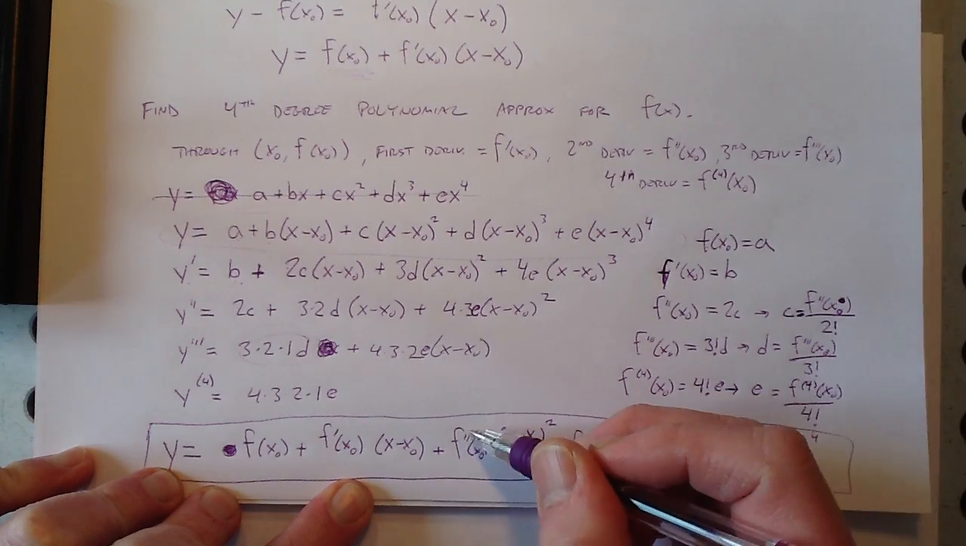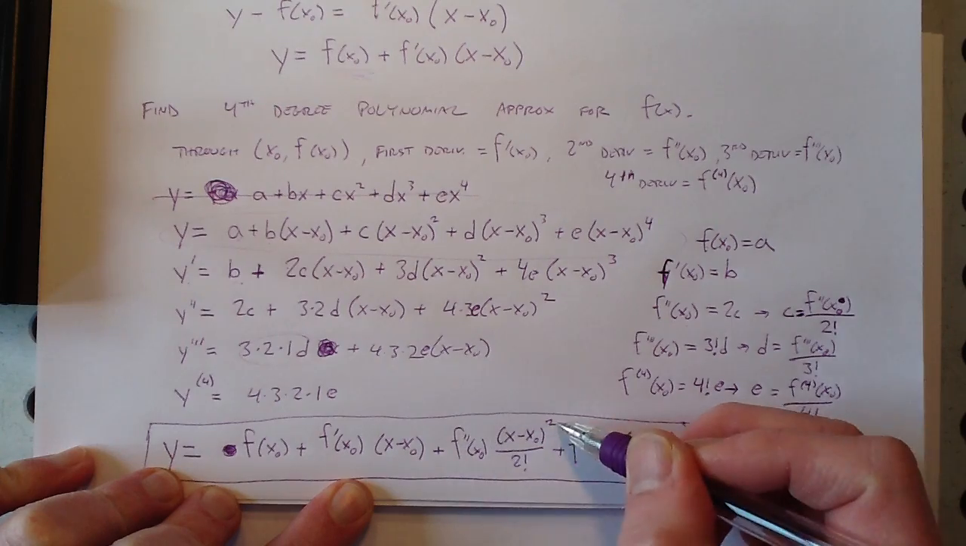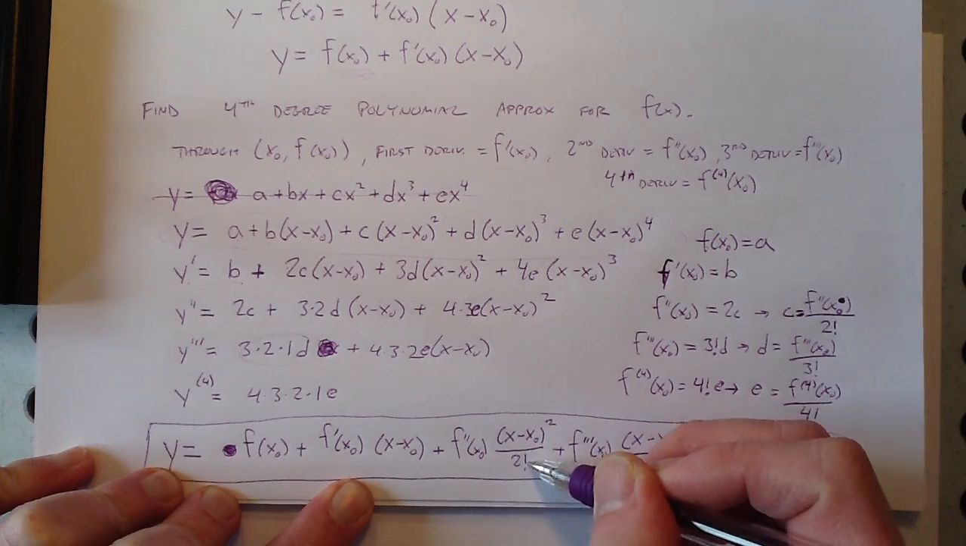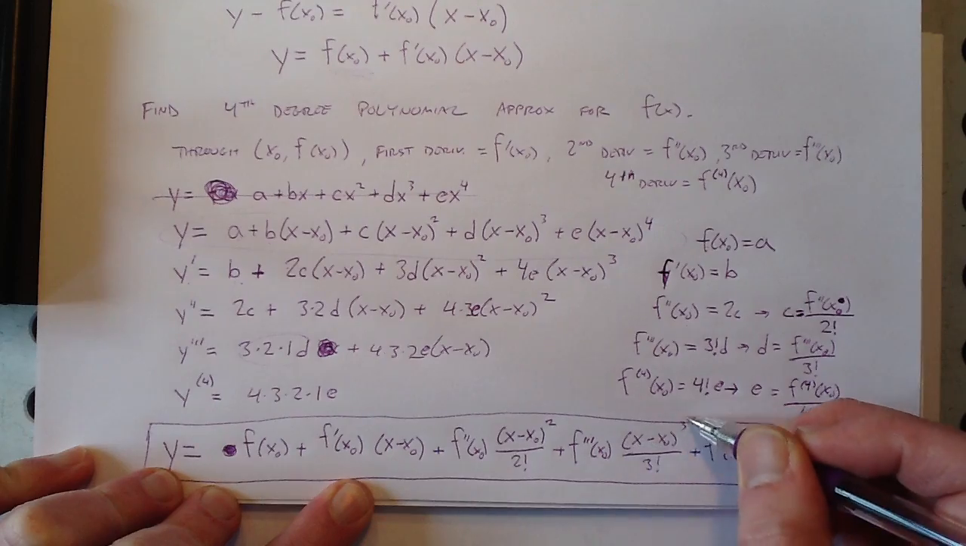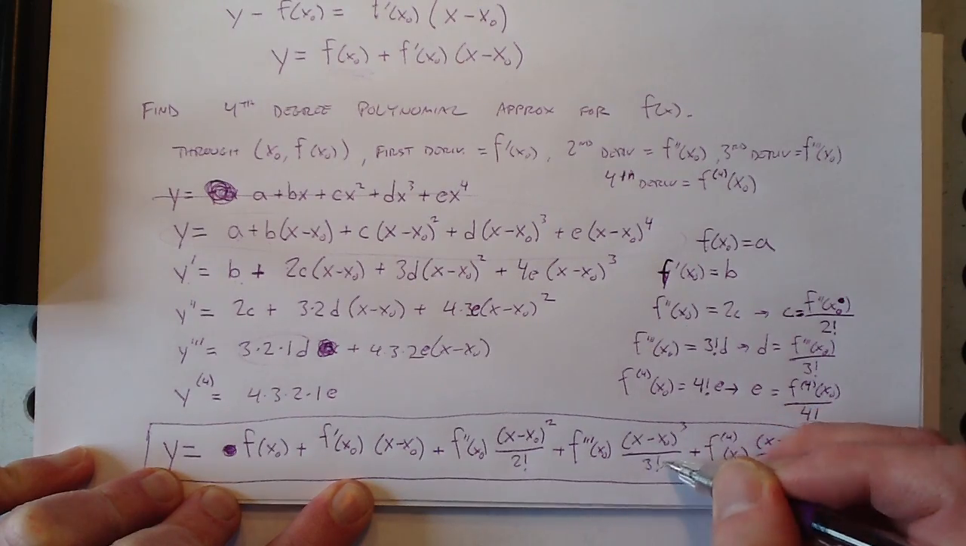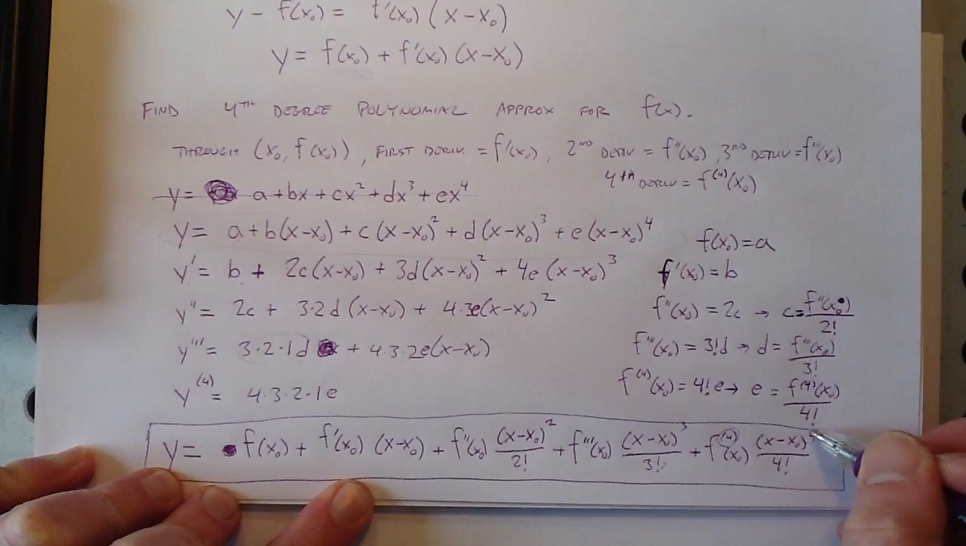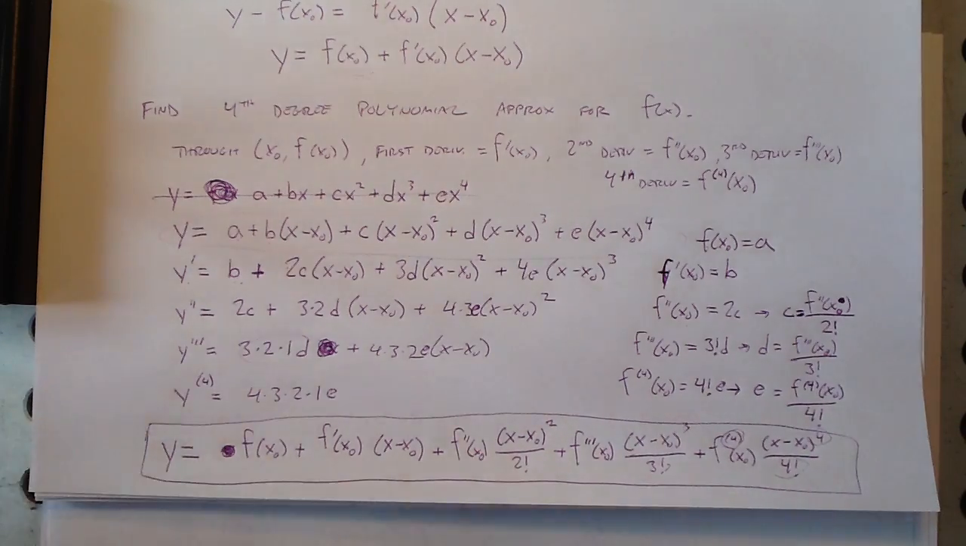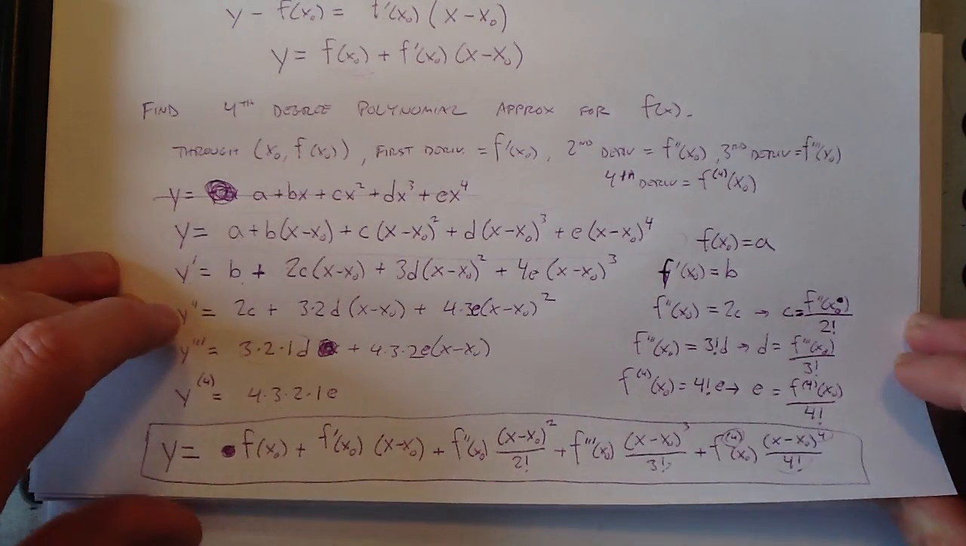So this is like the 2 term. Second derivative, second power, second factorial. Third derivative, third degree, 3 factorial. Fourth derivative, fourth degree, 4th factorial. And that is it. That's how you find a Taylor polynomial.